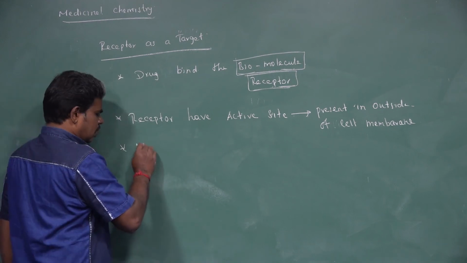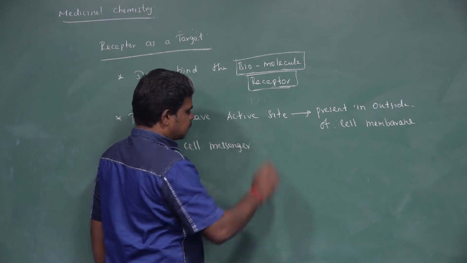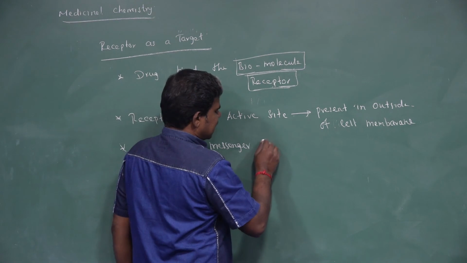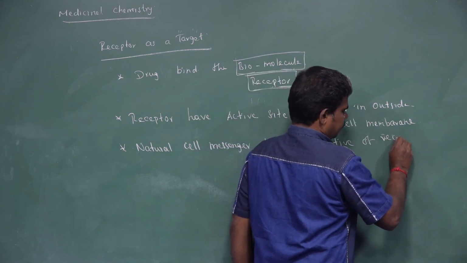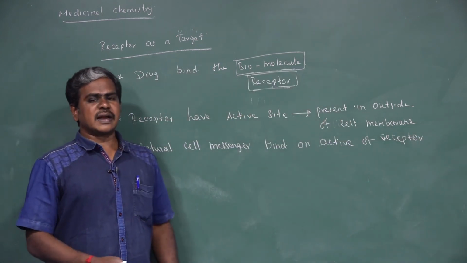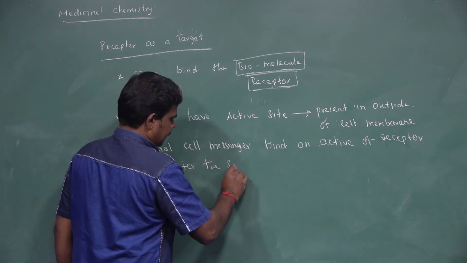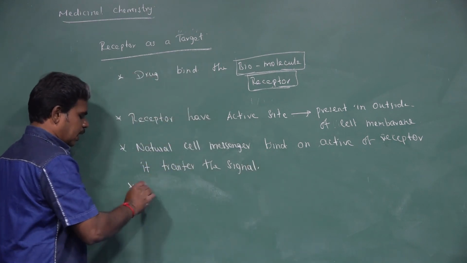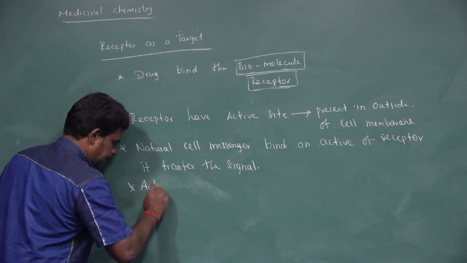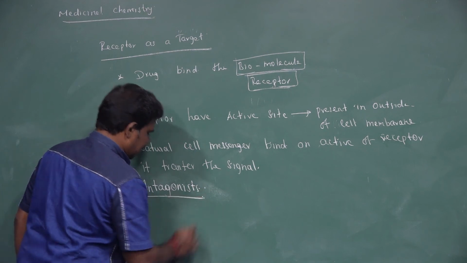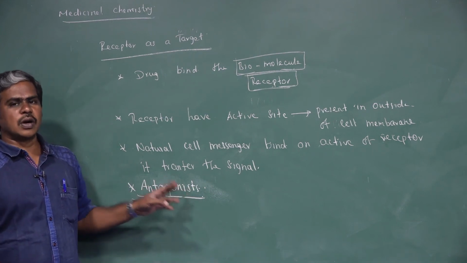Now a natural cell messenger is present, and this natural cell messenger binds on the active site of the receptor and transfers the signal. So protein synthesis will be done in that cell. Then what will happen if you take a drug which is called an antagonist? Antagonists are drugs that, instead of the natural cell messenger, fill up the active site.